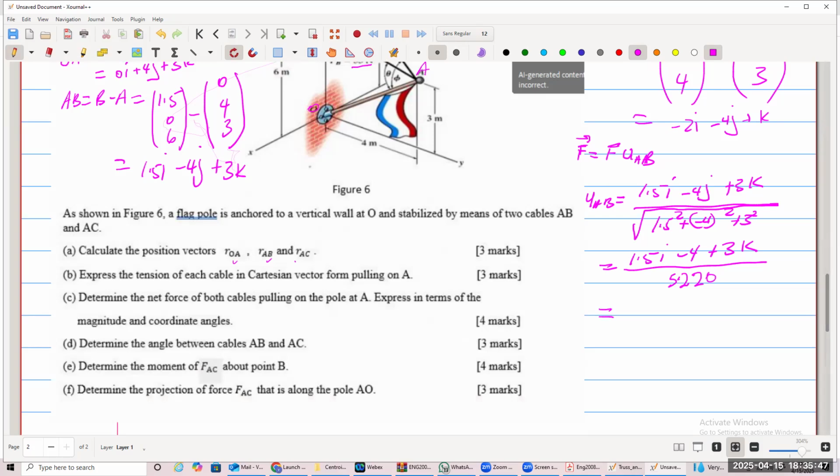So the first one would be what now? It would be 1.5 divided by, give me the first one, work it out. 1.5 divided by that. So 0.2873. All right, good. And the next one would be 4 divided by 5.22. How much is that?